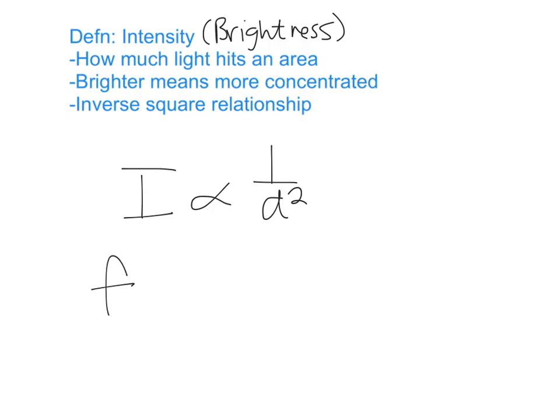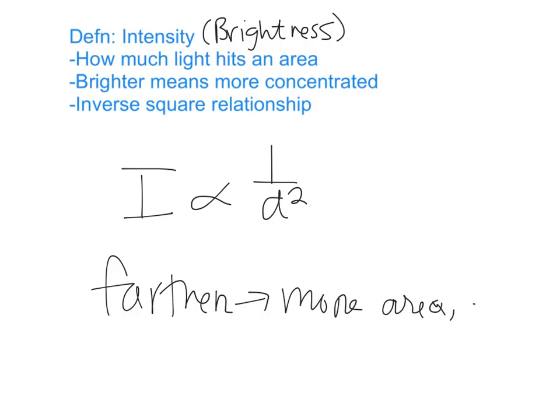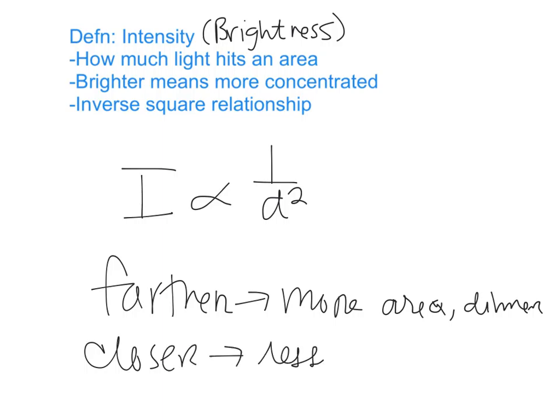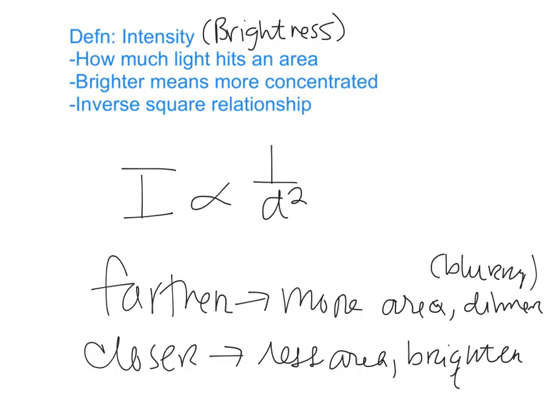So the farther something is, it has more area, but it's dimmer. And closer is the complete opposite. So the closer something has less area, and it's brighter. And you'll also notice that farther is blurry, closer is sharp.